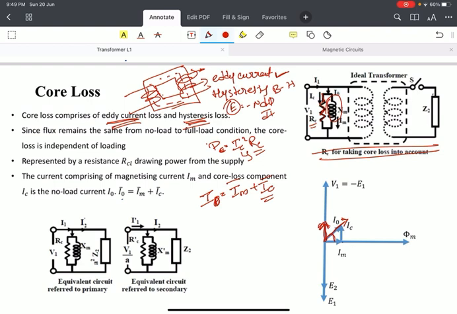We know that there will be some difference from phi m, because we are adding the core loss component, which is a pure resistive component. There is a difference between I naught and the applied voltage V1. This is the core loss component.